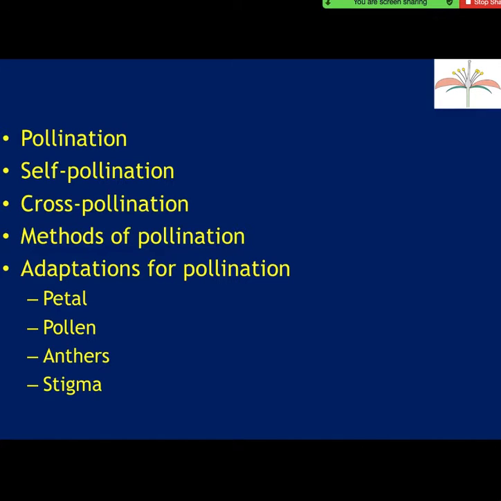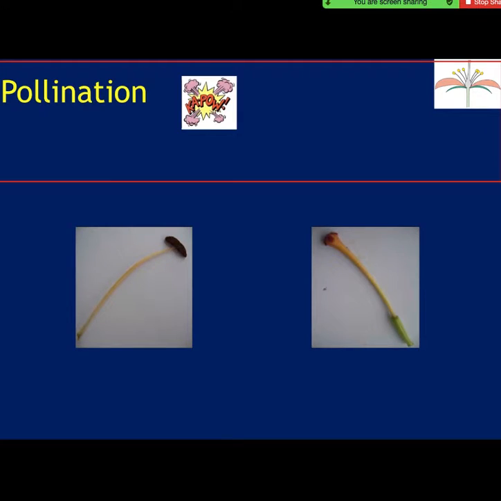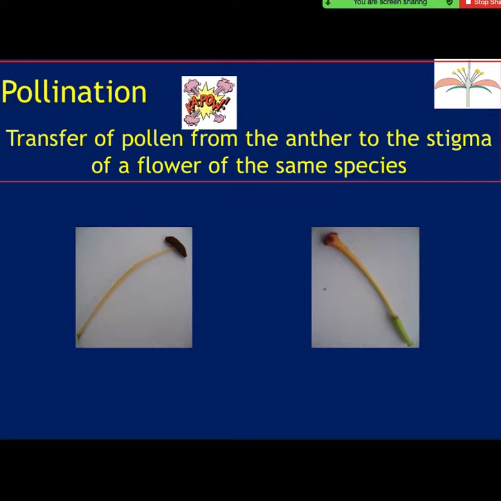Okay, so I had given you the Microsoft Forms for you to do a little pre-test on this content. The vast majority of you have done it. So pollination, you should understand, hasn't changed from primary school, except now there is a difference in the word. It is the transfer of pollen from the anther to the stigma of a flower, but very importantly, they have to be of the same species. This is going in on page 178.